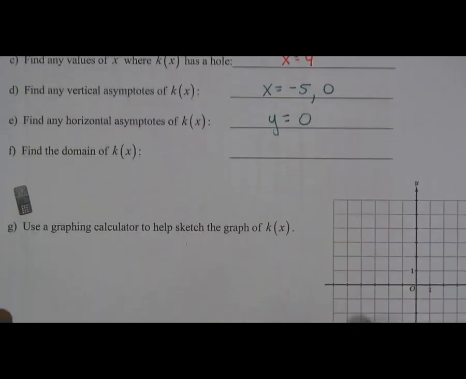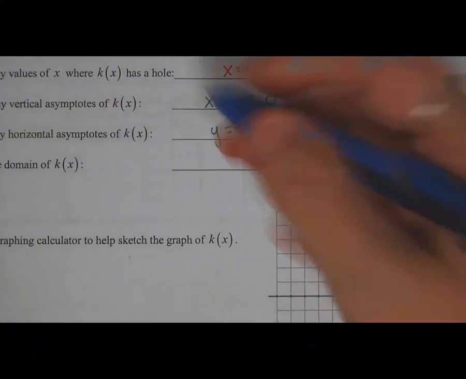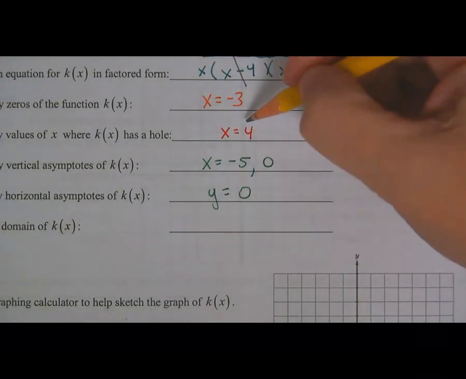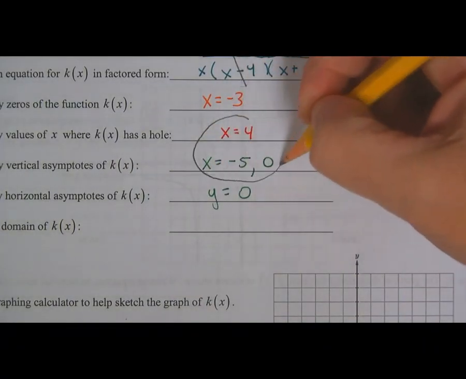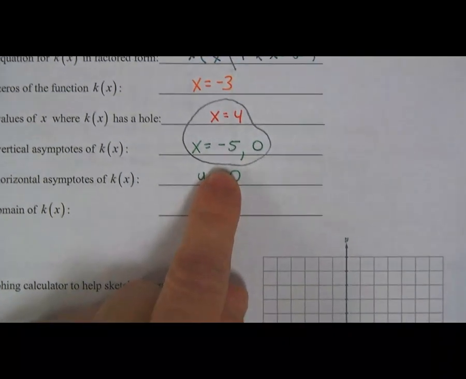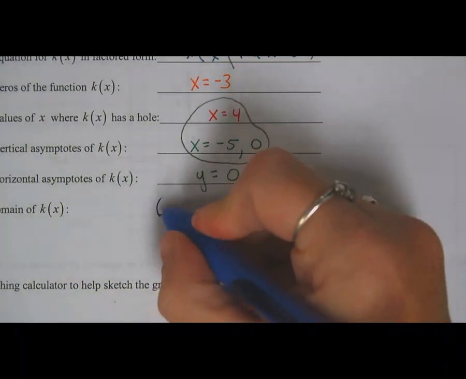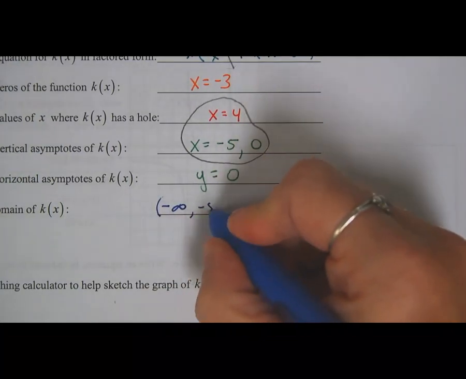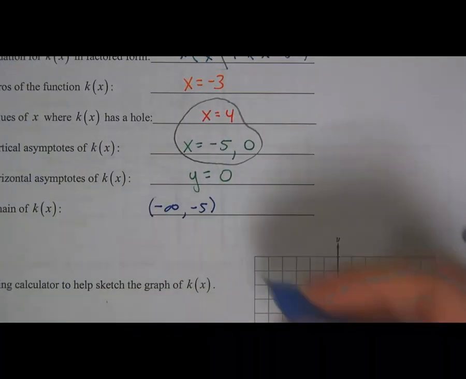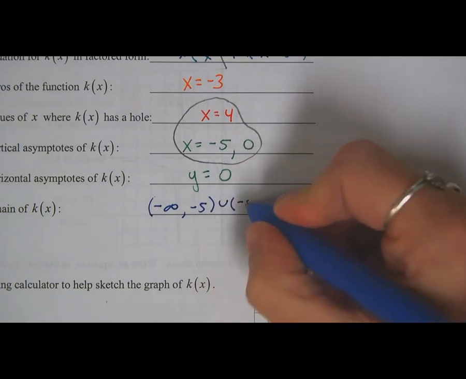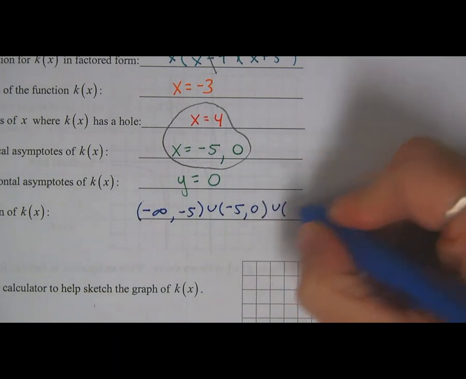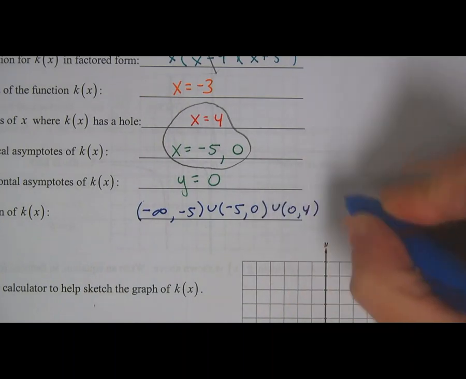And then the domain, let's see if we kind of understood from earlier. The domain's going to include everything except for holes and vertical asymptotes. So I'm going to leave all 3 of these numbers out of the domain. So this one's kind of a pill. There are a lot of parts to this one. -infinity up to, just start with your smallest one, -5. And then -5 up to the next smallest one, 0. And then 0 up to the next one, 4. And then 4 up to infinity.